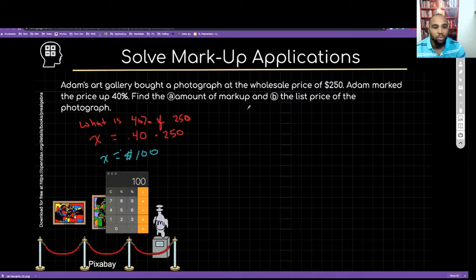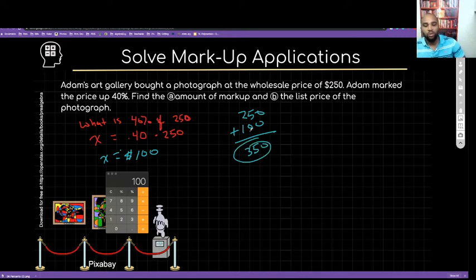So the list price of the photograph should be what? So how much should he list it for if he's marking it up 40%? Well, he's going to take that 250 and add that 100 to it. And now it's going to be 350. So that's the markup price, 350. So that's what you and I, if we're buying something at a retail store, will see as the price, 350, but originally it was 250, but he marked it up 40% to cover bills and make a profit and pay employees and all those good things.